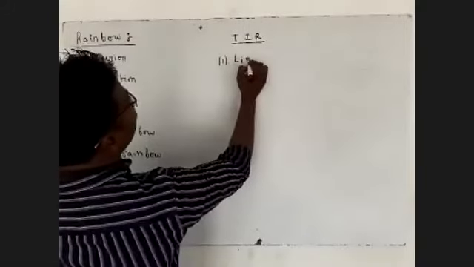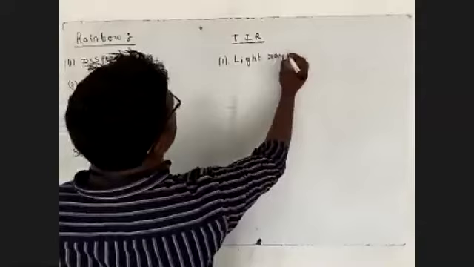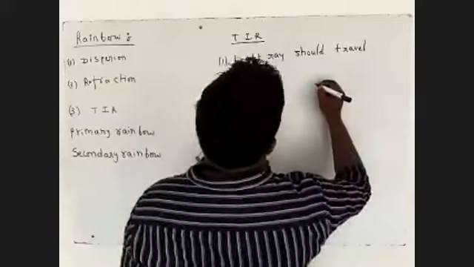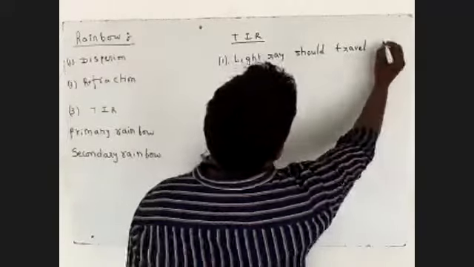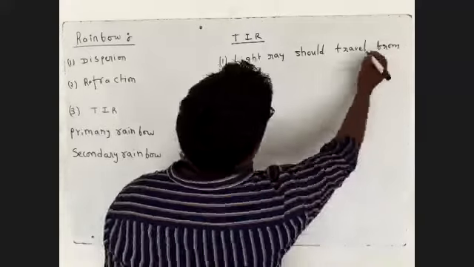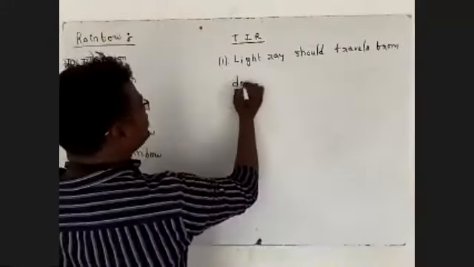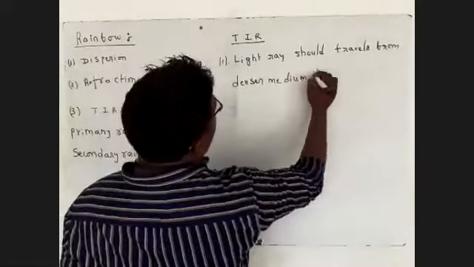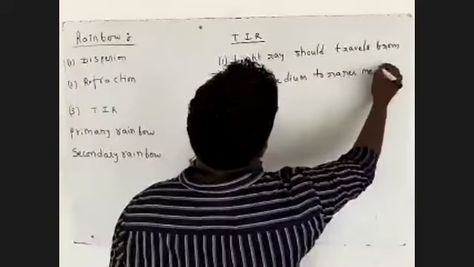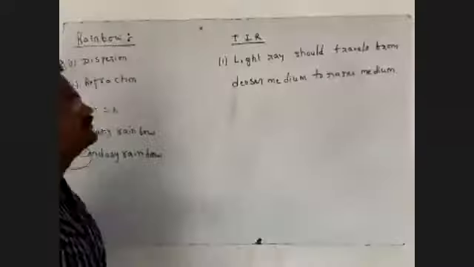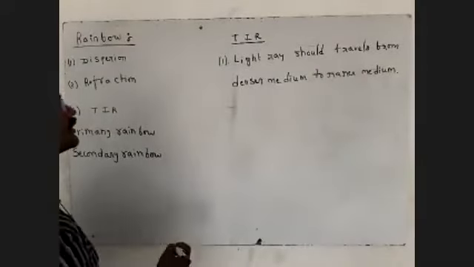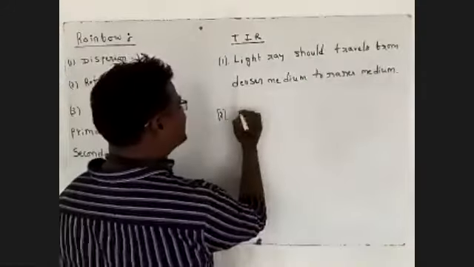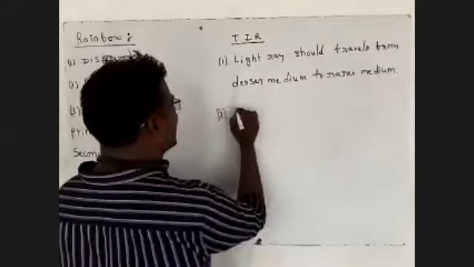The light ray should travel from a denser medium to a rarer medium. Second, we have the condition: angle of incidence greater than angle of refraction.